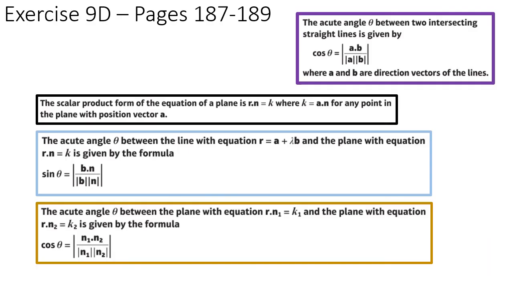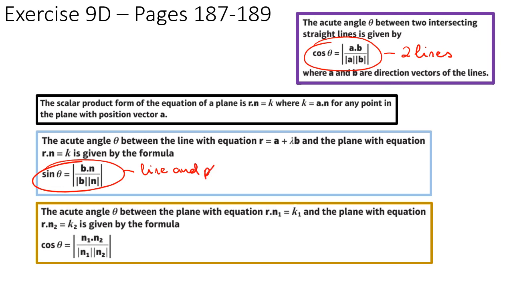Right, you should now be able to do exercise 9D on pages 187 to 189. So there's a recap here of all the different things that we have. So we've got up here, this is how we find the angle, the acute angle between two lines. If I want to find the acute angle between a line and a plane, I use this. So line and plane. If I want to find the acute angle between two planes, I use this formula.